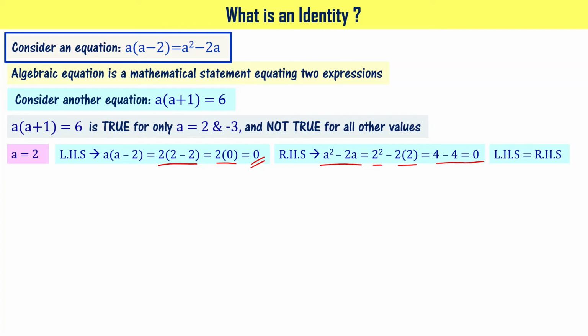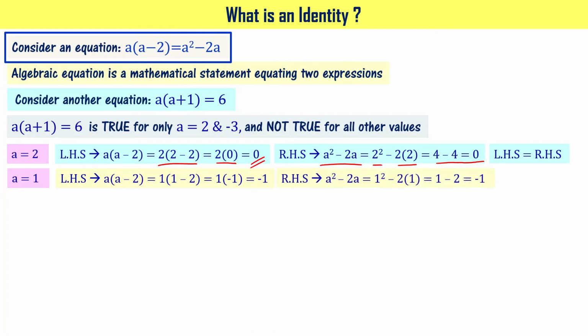It means a equal to 2 is a solution to this equation, right? Now let's consider a equal to 1. When you substitute that, LHS becomes minus 1. Let's see what happens to RHS. RHS also you are getting minus 1. It means 1 is a solution to the given equation, right?